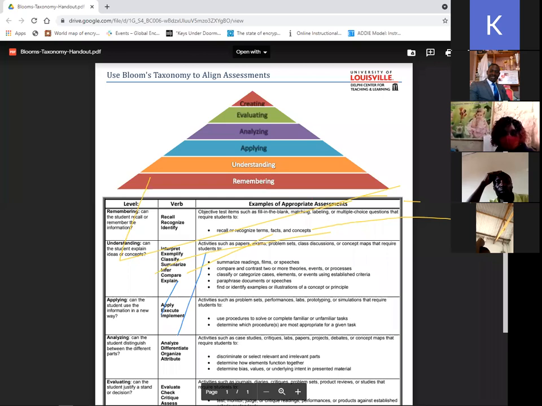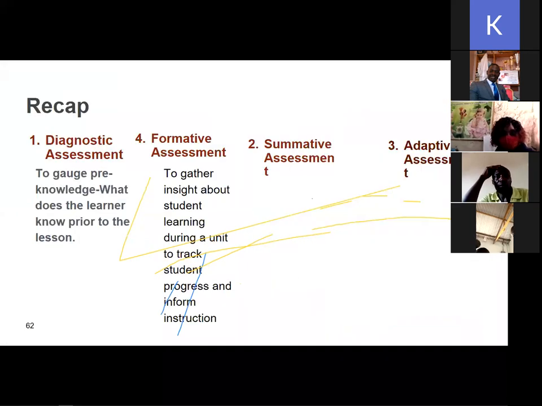Then that brings us to a recap for today's session. What was so important today is to gauge the diagnostic assessment, where we looked at how to gauge the pre-knowledge, what does the learner know prior to the lesson. Then for formative assessment, to gather insight about student learning during a unit so as to track the student progress and inform instruction, summative assessment, and adaptive assessment.